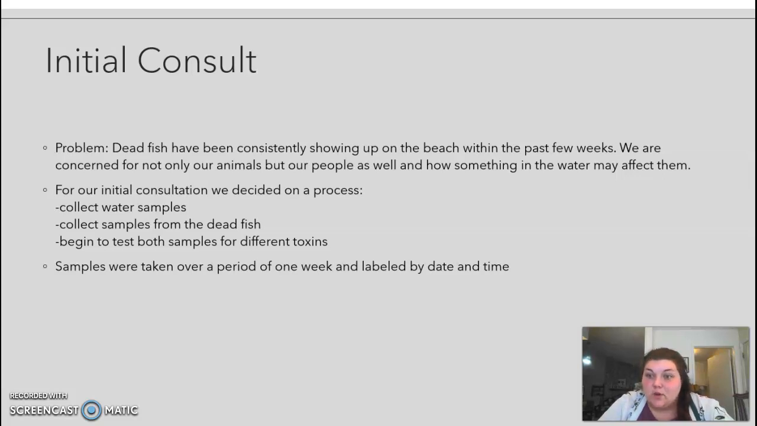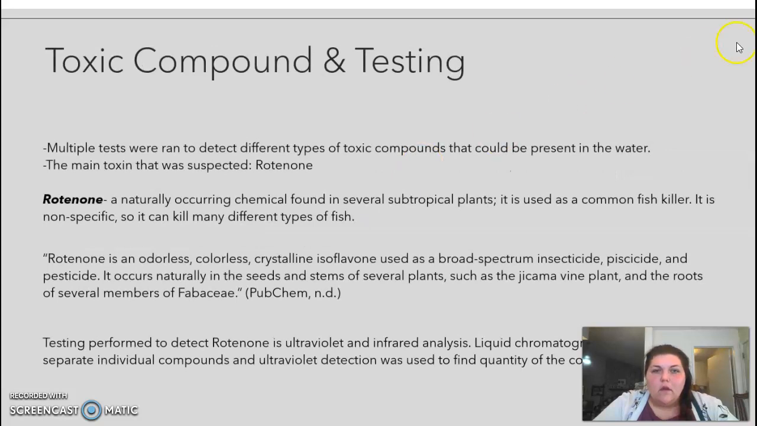So we decided on a process. The first thing we did was collect water samples, and we collected samples from the dead fish as well. Then we made a decision to test the samples for different types of toxins to see if anything would come up. Samples were taken over a period of a week, and they were taken by date and time so that we could be consistent with our experiment. So the compound testing was done.